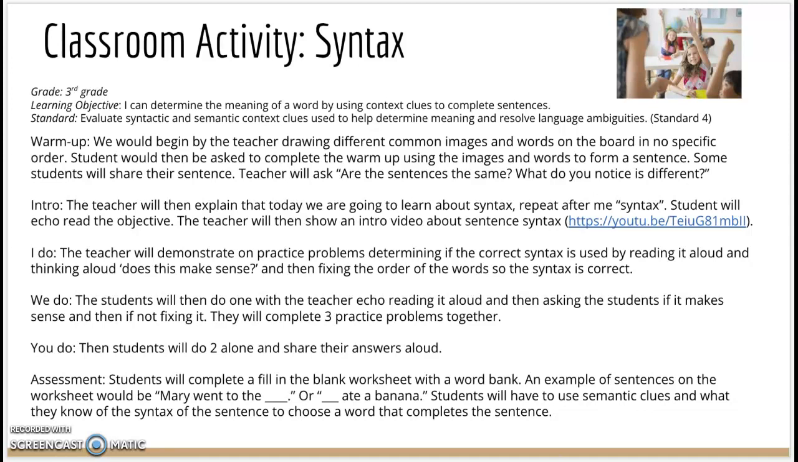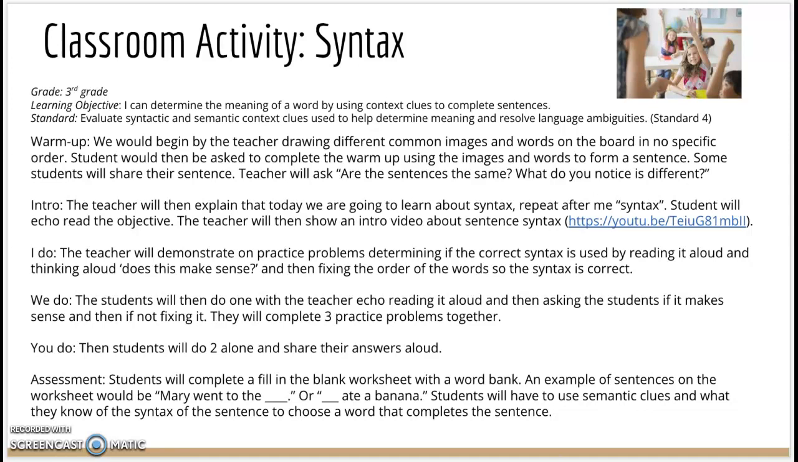So students would start with a warm-up where the teacher draws different common images or pastes different common images and words on the boards in no specific order. The students would then be asked to complete the warm-up by using the images and the words that they saw to create a sentence, and then students would share aloud their sentence.